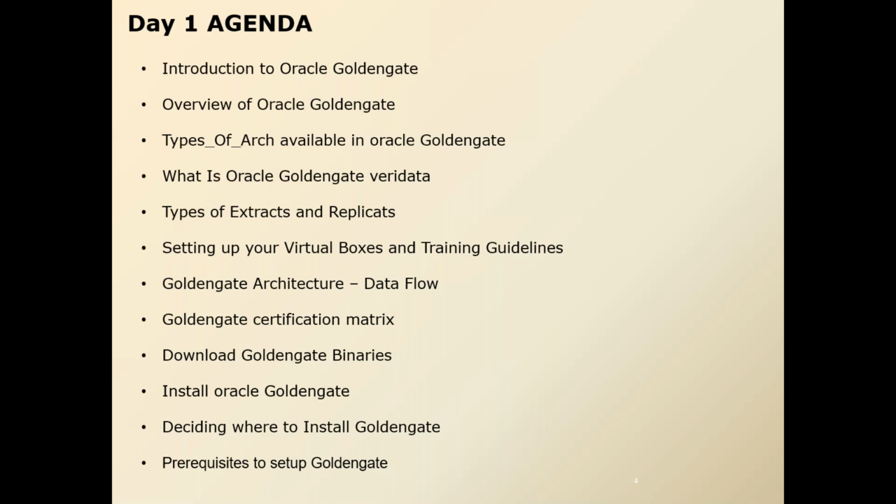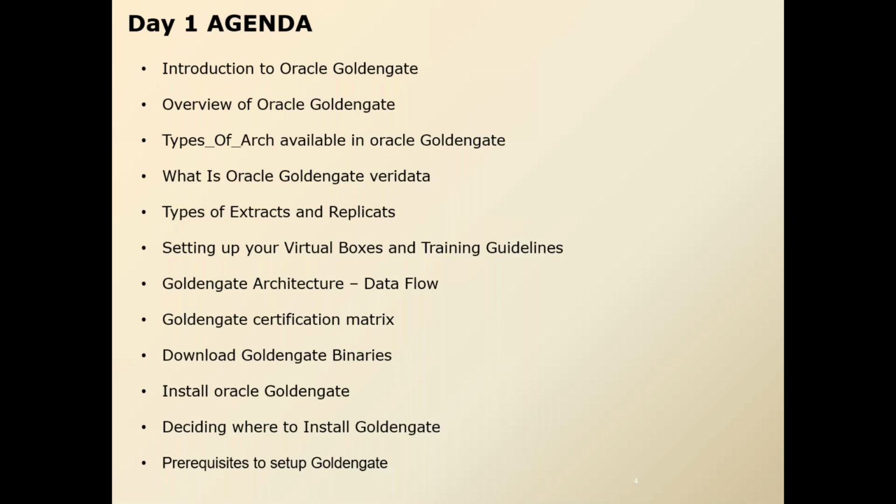One is classic, the second is microservices. What is the difference between the two? We'll be discussing. Then what is Golden Gate Veridata? Then the different types of extracts and replicats available with Golden Gate. We'll be discussing how to set up your VirtualBox and the training guidelines as well, as I mentioned. Then Golden Gate architecture, how the data flows from source to target. Then how to check certification metrics.